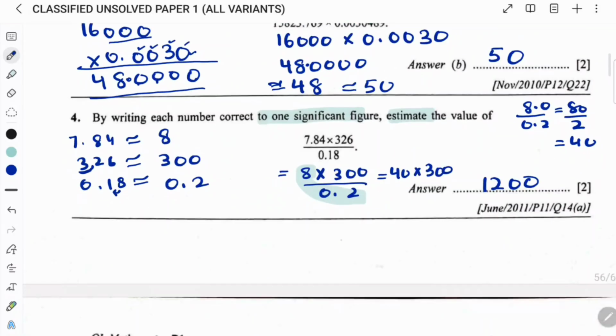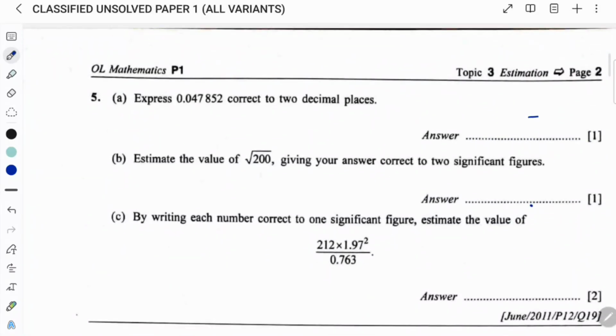Okay, now this question: 0.047852, corrected to 2 decimal places. 0.047852, 2 decimal places is ending here, so that would become 0.05 only. So this is 2 decimal places. Actually it is one significant figure, but in the decimal place it is 0.05.